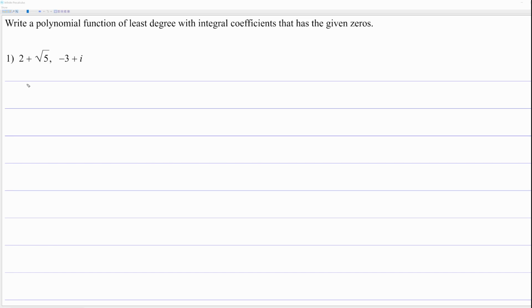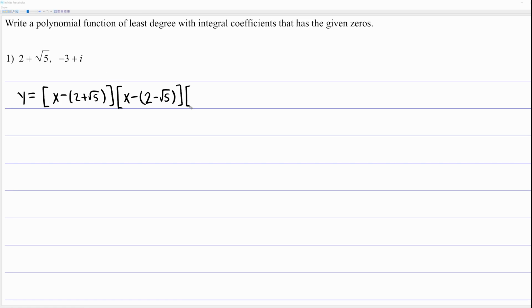So we're going to make use of the conjugate pairs theorem and the factor theorem. So I'm just going to say y equals instead of using function notation. If 2 plus the square root of 5 is a 0 of this polynomial, x minus (2 plus the square root of 5) is a factor. That's the factor theorem. Now, from the conjugate pairs theorem, if 2 plus the square root of 5 is a 0, 2 minus the square root of 5 is also a 0. And that means x minus (2 minus square root of 5) is a factor.